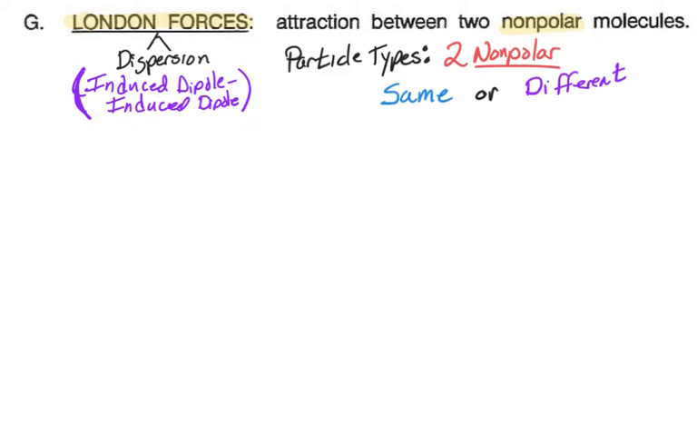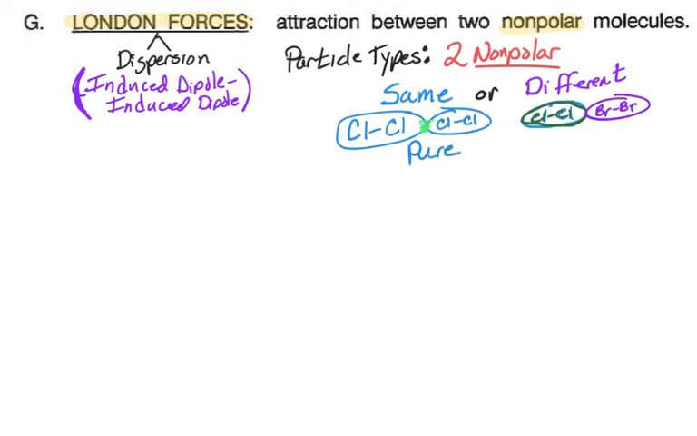For example, we could have a molecule of chlorine bonded to a molecule of chlorine. Those would be the same, which means it would be a pure substance made up of molecules. Or we could have that same chlorine bonded to a bromine, which is a different substance that is also nonpolar, and those two would also have London dispersion forces. But of course that would be a mixture. So how do these forces work?